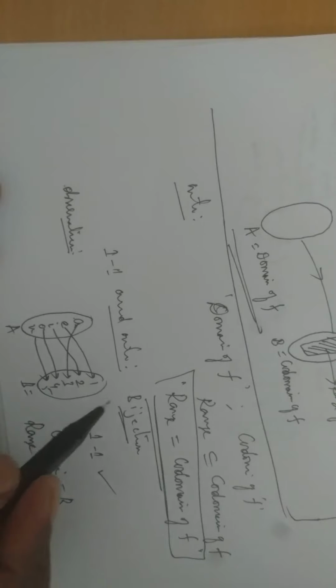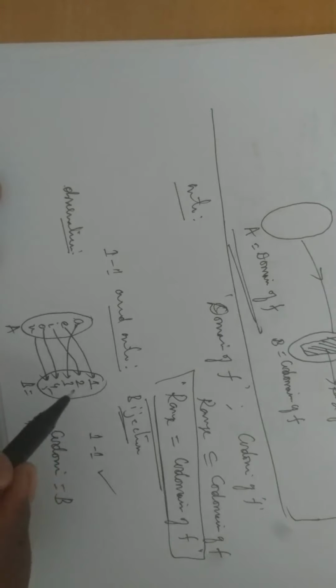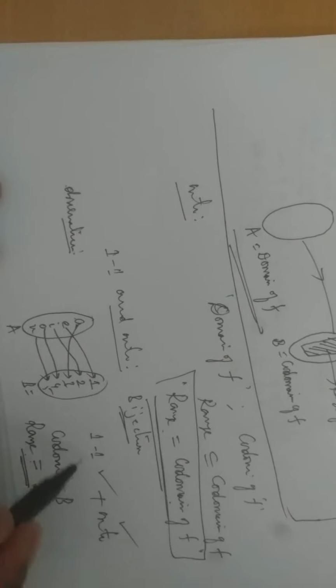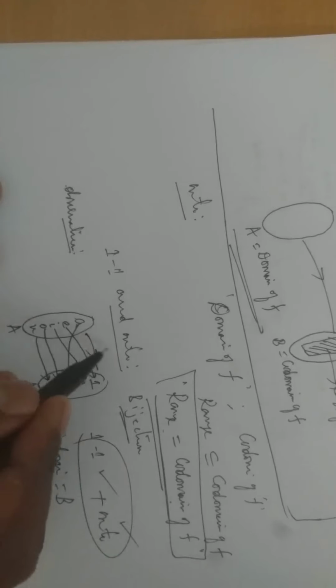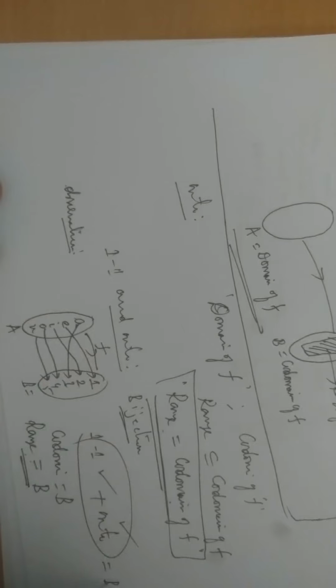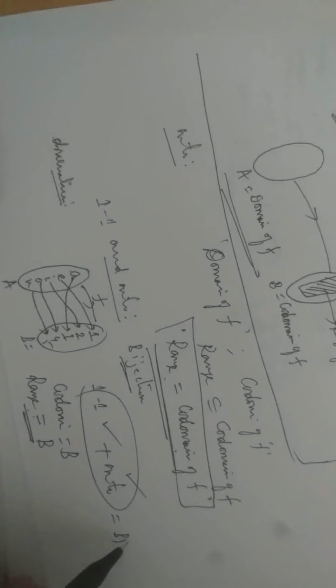How many elements are mapped? Here 1 is also under consideration, 2 is also under consideration, 3, 4, 5. So it is nothing but B. So the codomain and the range are equal. So it is onto. That means it's a bijection. If I define f, this map f is a bijection.